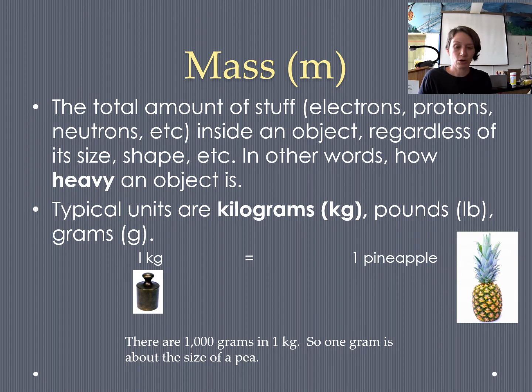Grams, if you hear those, are smaller than kilograms. There are actually 1,000 grams in a kilogram, so 1,000 grams inside that pineapple. If you want to put it into fruit and vegetables, a gram is about the mass, or the heaviness, of a pea.